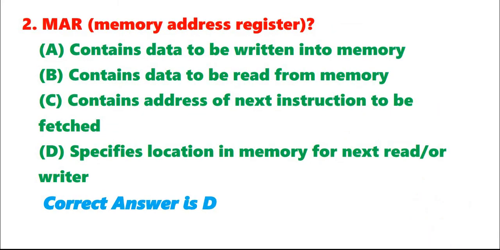2. MAR, Memory Address Register. A. Contains data to be written into memory. B. Contains data to be read from memory. C. Contains address of next instruction to be fetched. D. Specifies location in memory for next read or write. Correct answer is D.